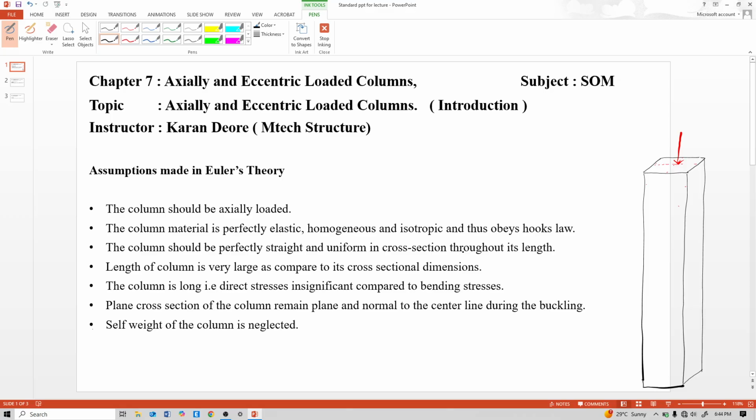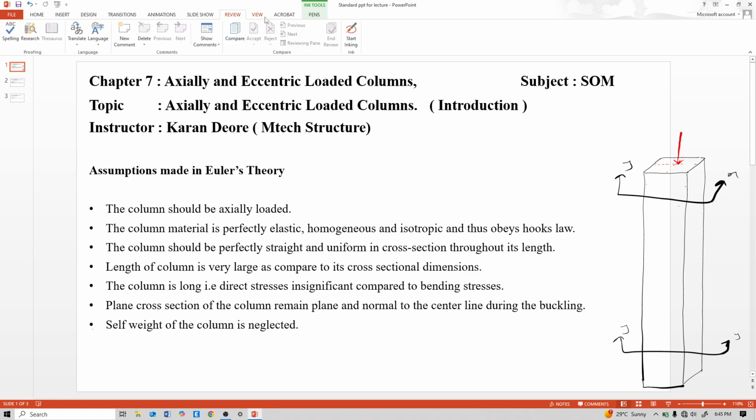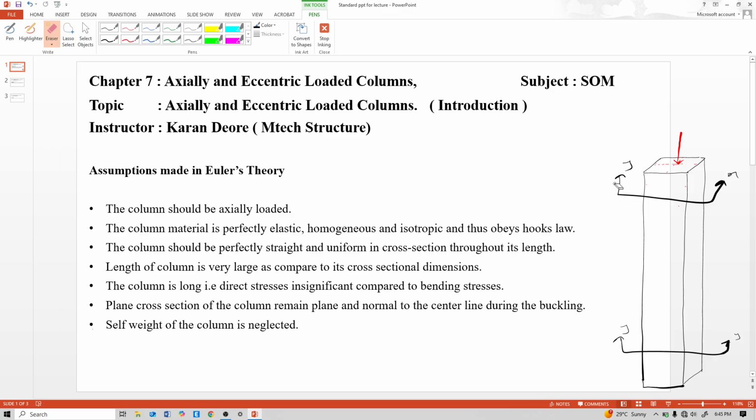Now the third bullet point is, the column should be perfectly straight and uniform in cross section. See this column, this is perfectly straight, and it should be uniform in cross section. Like the section of that column here at xx and at yy should be the same. That is the sense of that sentence.